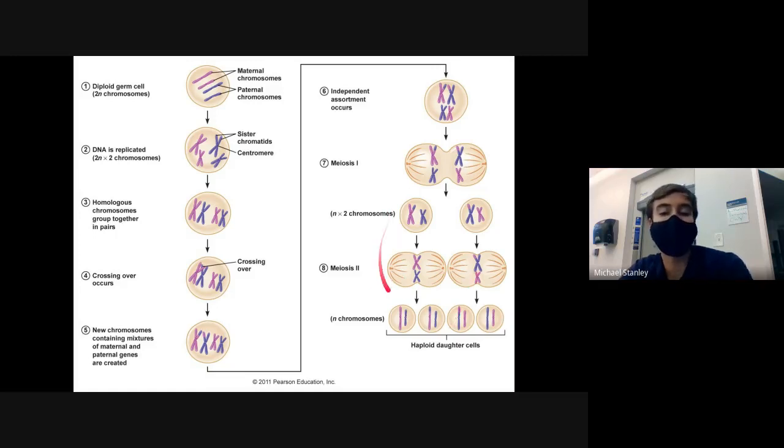So that is the biggest difference between meiosis and mitosis, is that we're ending up with these haploid daughter cells that are all a little bit different, right? None of these, again, are the exact same as the beginning cell, and none of them are the exact same as each other.